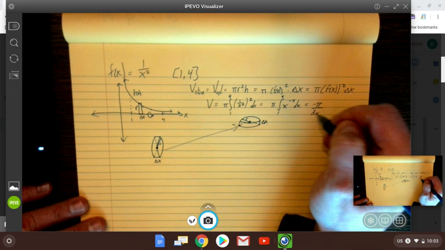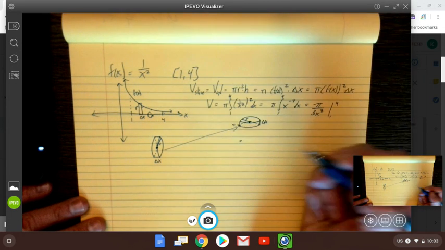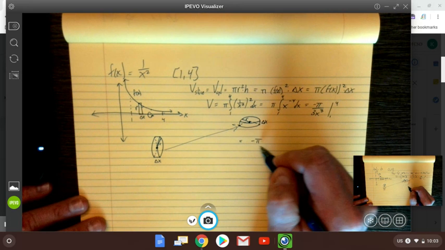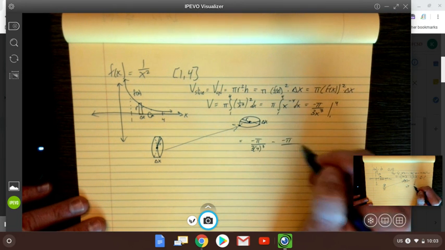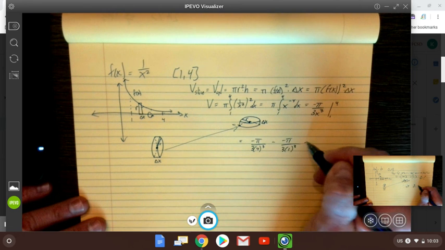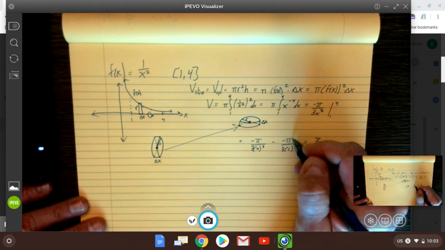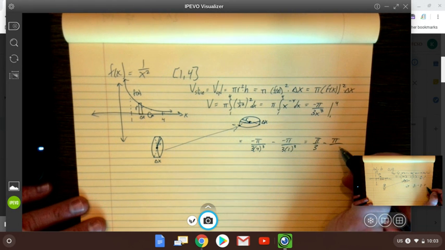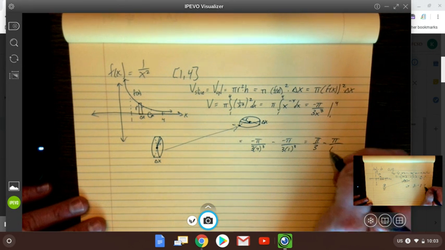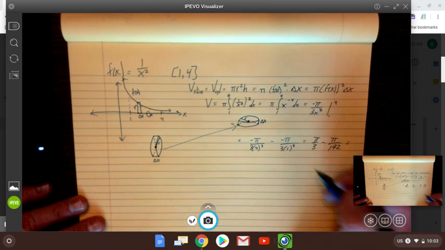And I'm going to get negative pi over 3x cubed, evaluated from 1 to 4, which is negative pi all over 3 times 4 cubed, minus negative pi all over 3 times 1 cubed, which is pi over 3. So this part is minus that number right there. It's 64 times 3, so that's 192. And then you can do the math from there. That was our answer. Cool.